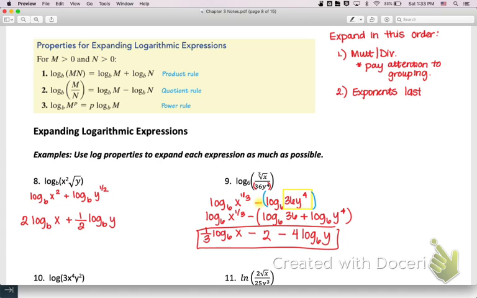Now I want you to notice everything that came out of the denominator ended up with a negative in front of it. That's always going to be the case. So you can kind of skip that middle step by recognizing that anything from the denominator is going to have a negative in it. So will you pause the video, please, and try number 10 and 11 on your own? I'll come back with the answers in 3 seconds. Go ahead and put it on pause.